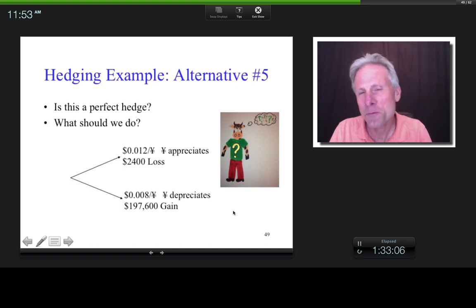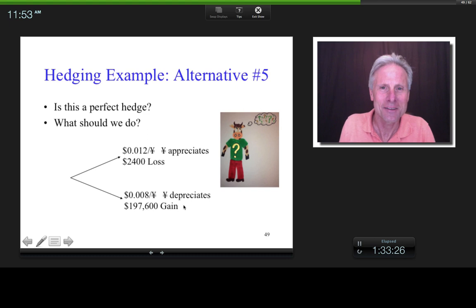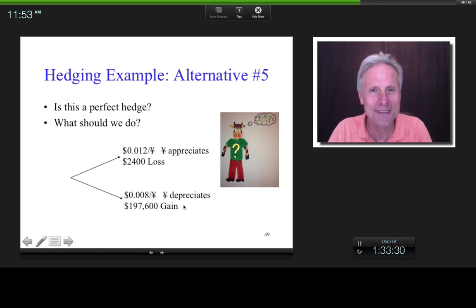So first of all, is this a perfect hedge? Well, what would these two numbers have to be? This guy right here, that 2,400 loss, and this 197,600 gain, what would those have to be to say it was a perfect hedge? It'd have to be 0 and 0, right? There'd have to be nothing that you pay more than expected or less than expected, no matter what happened to the unexpected movements of the yen. So it's not a perfect hedge.